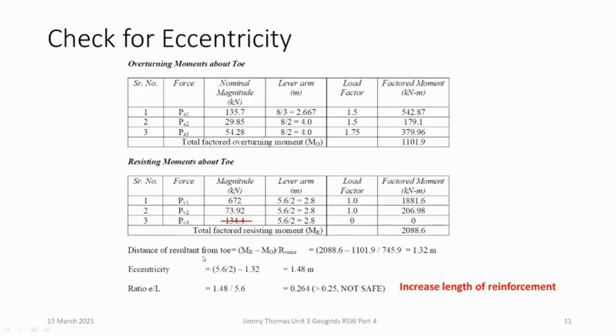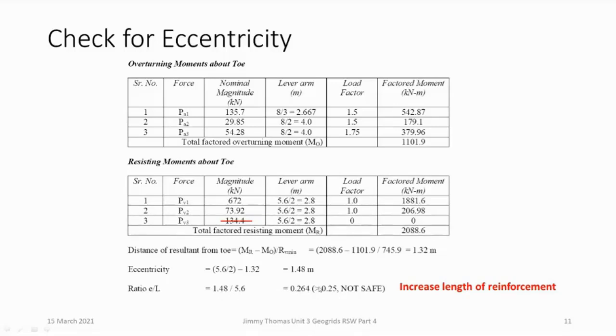The distance of the resultant from the toe will be given by MR minus MO divided by the vertical force. So we get 1.32 meter. The eccentricity we take from the center of gravity, so that is 5.6 divided by 2 minus 1.32. We get an eccentricity of 1.48 meter. Then we calculate the ratio e by L, that means the eccentricity divided by the length of the reinforcement. 1.48 divided by 5.6 is 0.264.